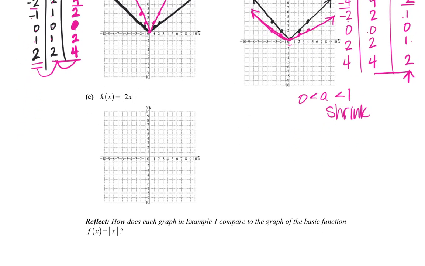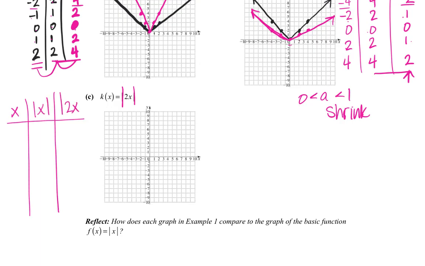Now this one, notice that it is inside of your absolute value. So now what we're going to do is have some x values, and we have the absolute value of x. And then we're going to do the absolute value of 2x.